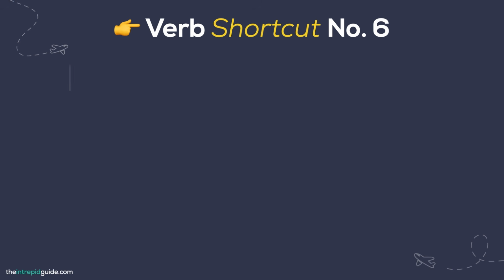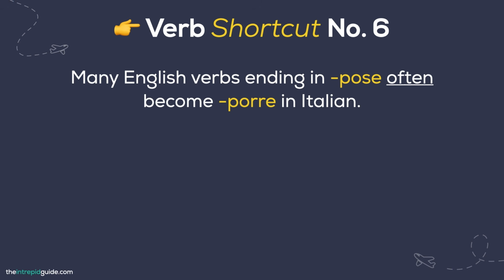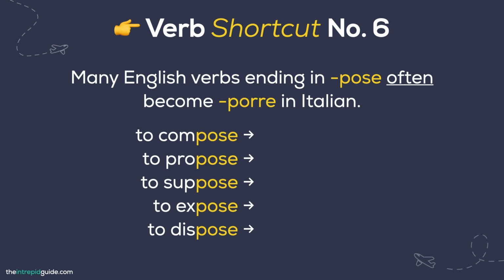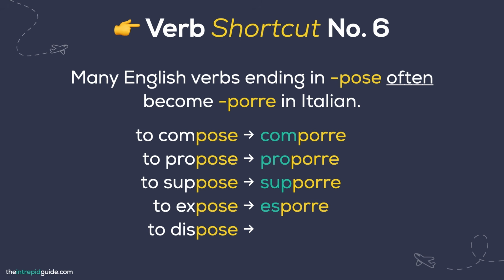How about a bonus shortcut? Do you want one? Oh, go on then. Okay, shortcut number 6 is many English verbs ending in "pose" often become "porre" in Italian. For example, to compose becomes comporre, to propose becomes proporre, to suppose becomes supporre, to expose becomes esporre, to dispose becomes disporre.